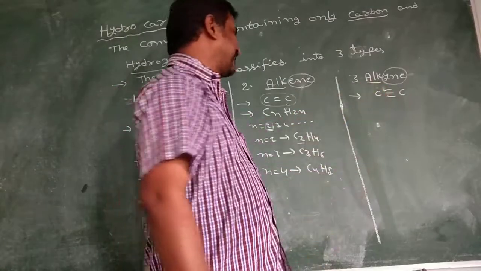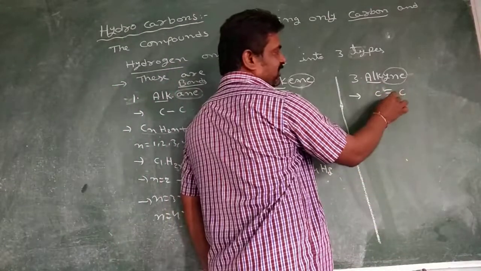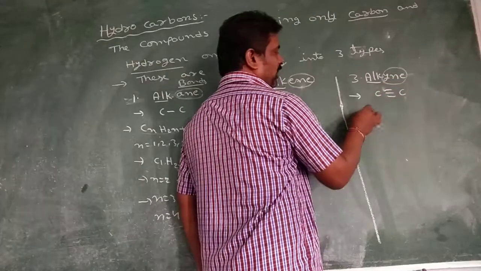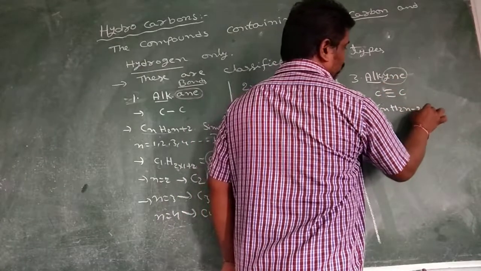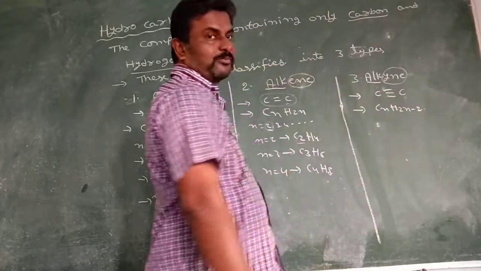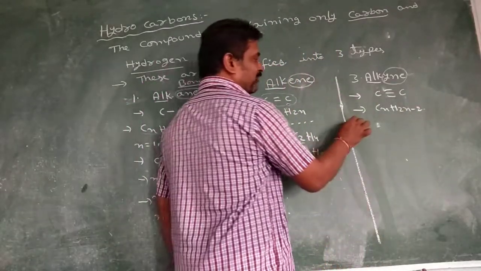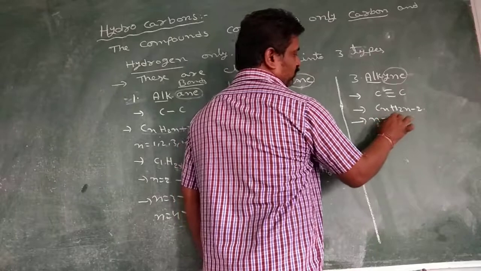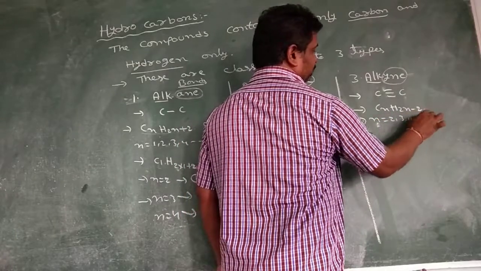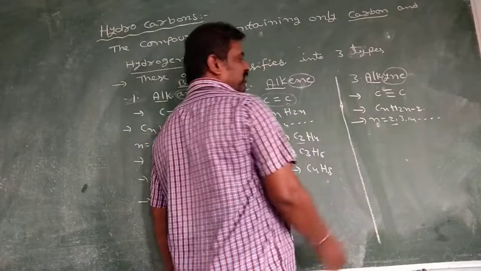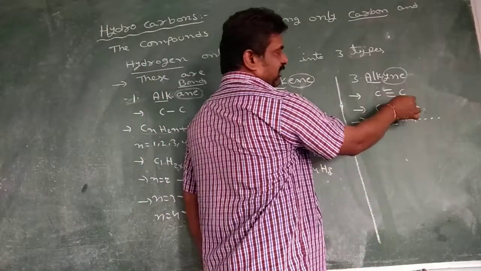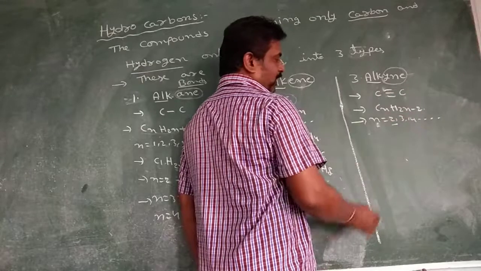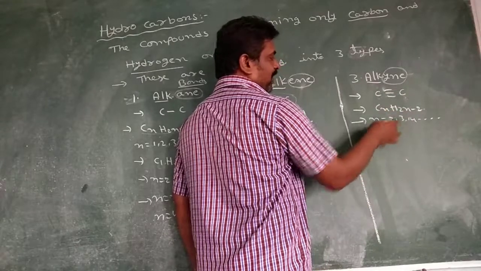Next one, alkyne. Carbons attached with a triple bond are called alkynes. The general formula is CnH2n−2. Here also the n value is 2, 3, 4 and so on. The starting n value is equal to 2, because one carbon atom is attached to another carbon atom by a triple bond. Substitute n values in this one.